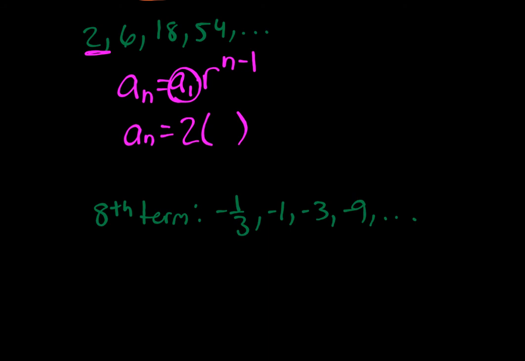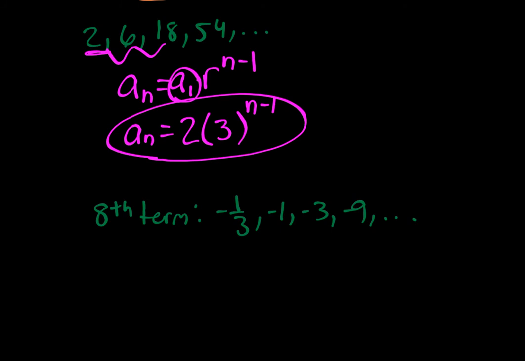And I always put the R in parentheses. Remember, R is what are you multiplying by each time to get to the next term, and in this case it's 3. And then we just leave the n minus 1. So when they ask for the explicit formula, you're just plugging in the A1 and the R and leaving everything else the way it is. All right, and then let's see, we got 2 more.